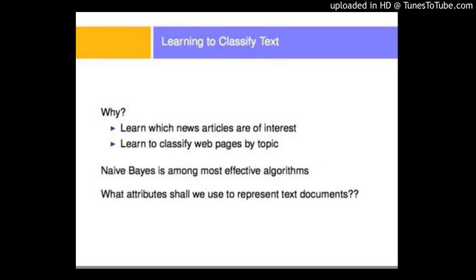There are a lot of applications when we talk about text classification, and naive Bayes is among the most effective algorithms to do this. There are many more algorithms that are more effective than naive Bayes, but naive Bayes is a very good baseline, and it's pretty effective. Some of the things that we might ask is what are the attributes that we will use to represent the documents? And we'll shortly see how that works. First, a little bit of an intuition of what the process is going to be.